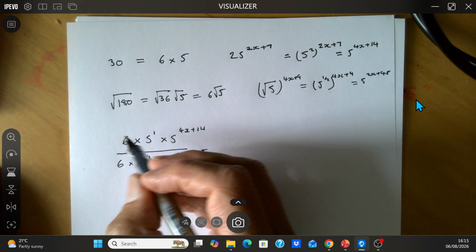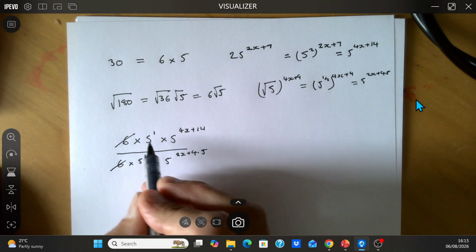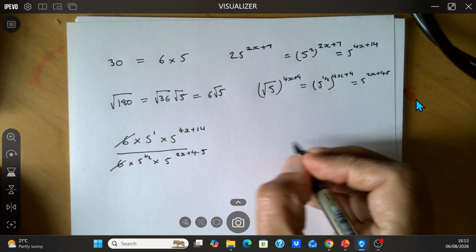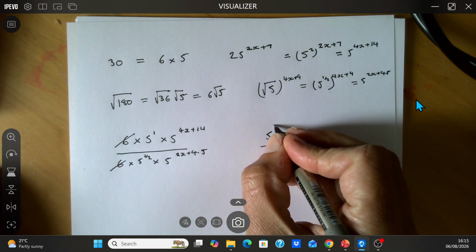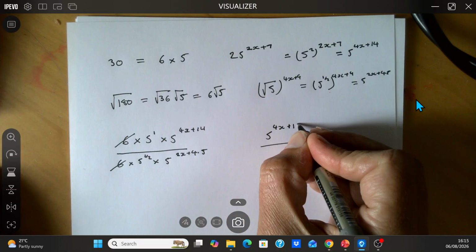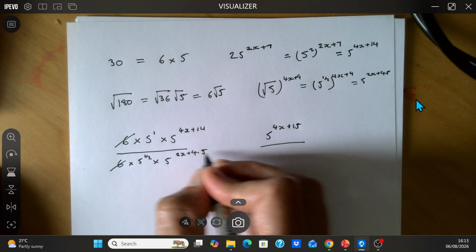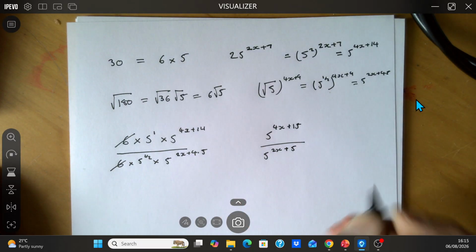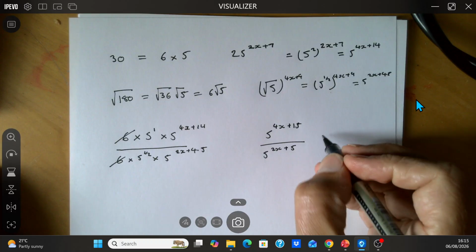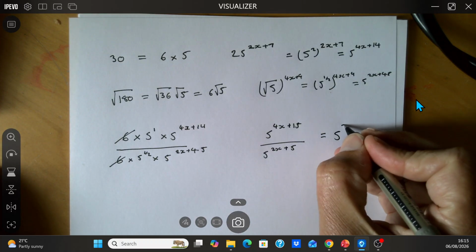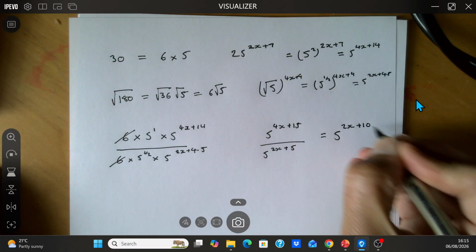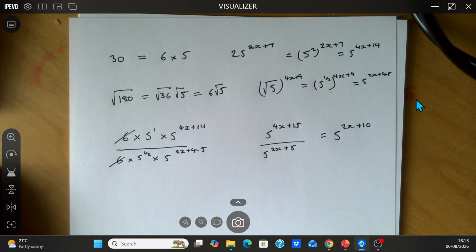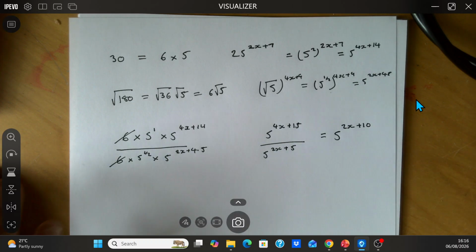I can immediately see the 6's cancel. I can add the 1 to that, so I'm going to have 5 to the 4x plus 15. I can add the half to that, so I've now got 5 to the 2x plus 5. When I'm working with the powers, I'm going to take away, so I get 5 to the 2x plus 10. Right, loads of little things. Key thing is to break it down, think of your power rules, and go from there.